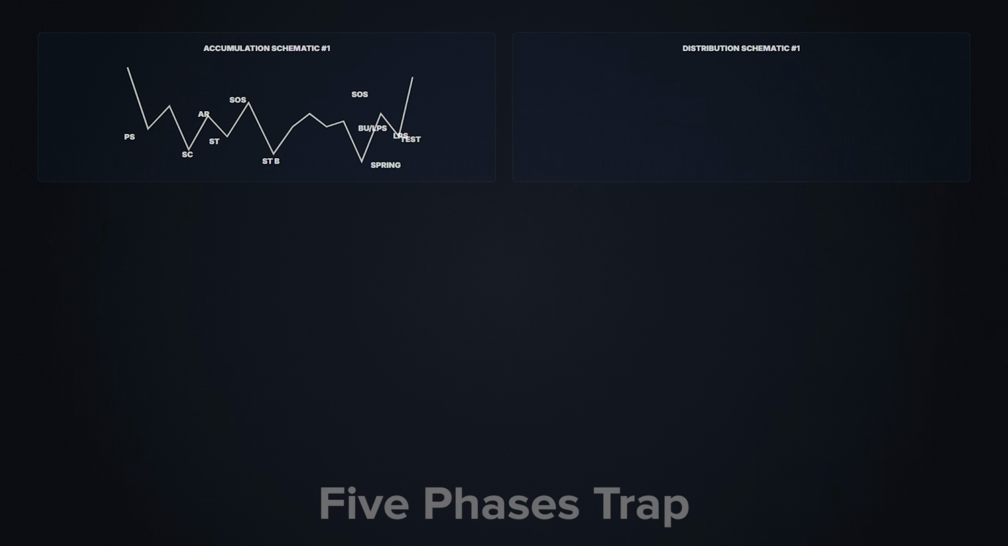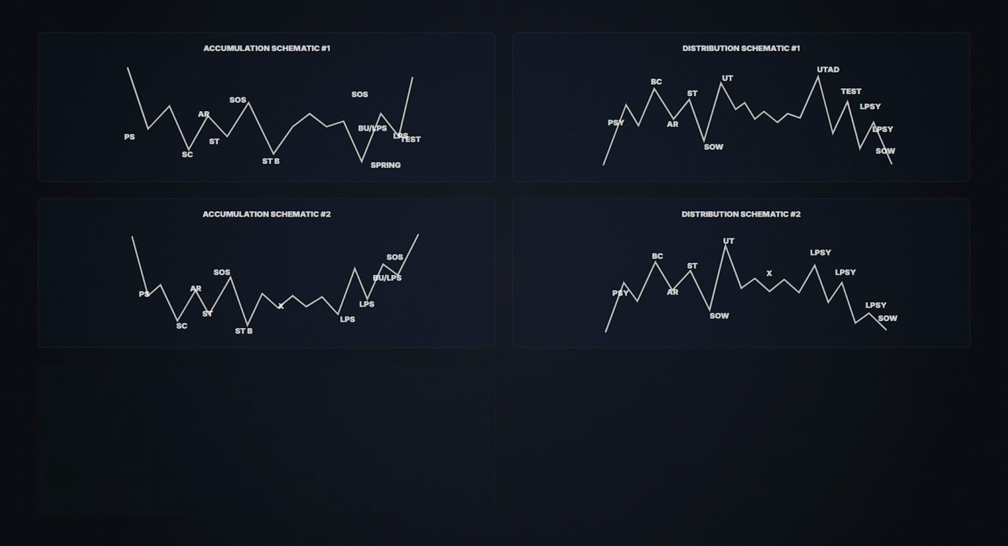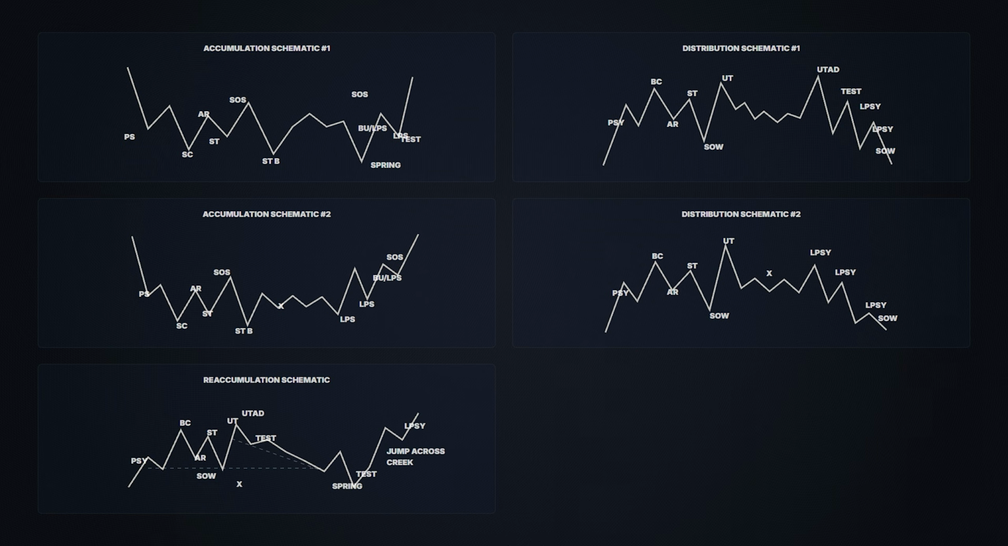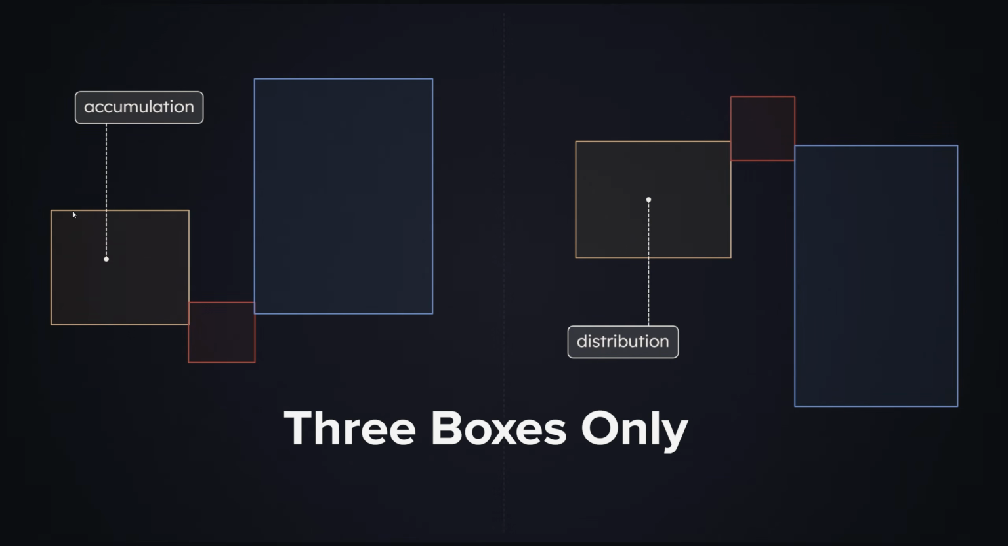Now open any Wyckoff book, and you'll find 5 phases labeled A through E, with sub-events and weird acronyms. That alphabet is exactly why most traders quit Wyckoff after 2 days and go back to drawing trend lines. Strip it down. 3 boxes do the entire framework's job.